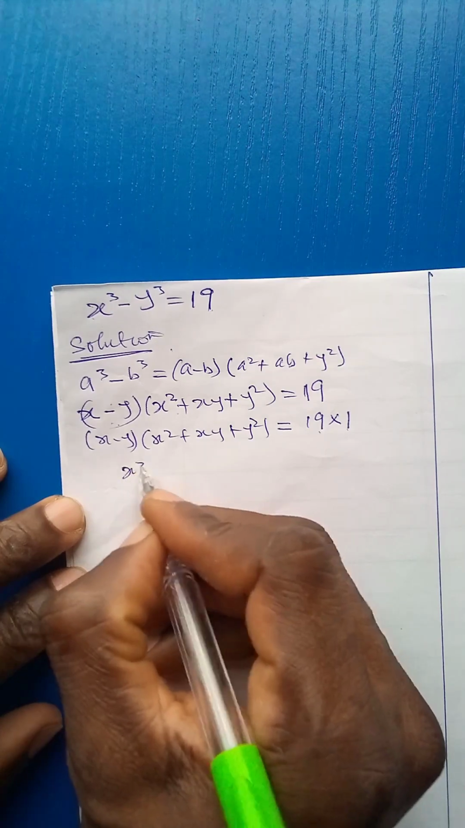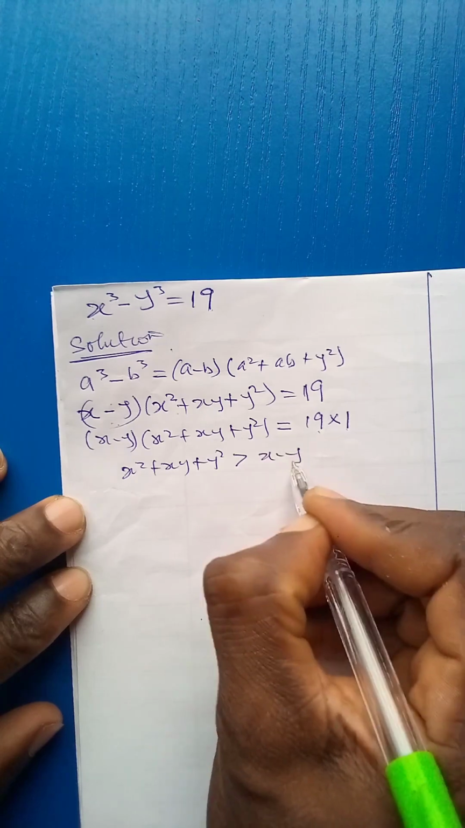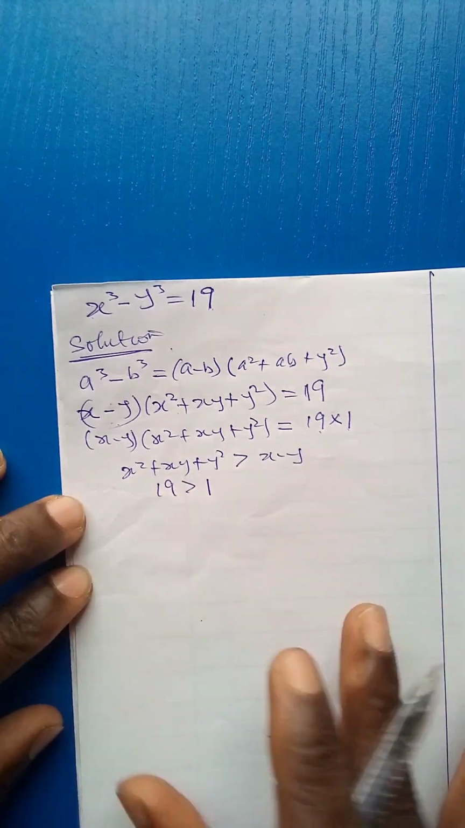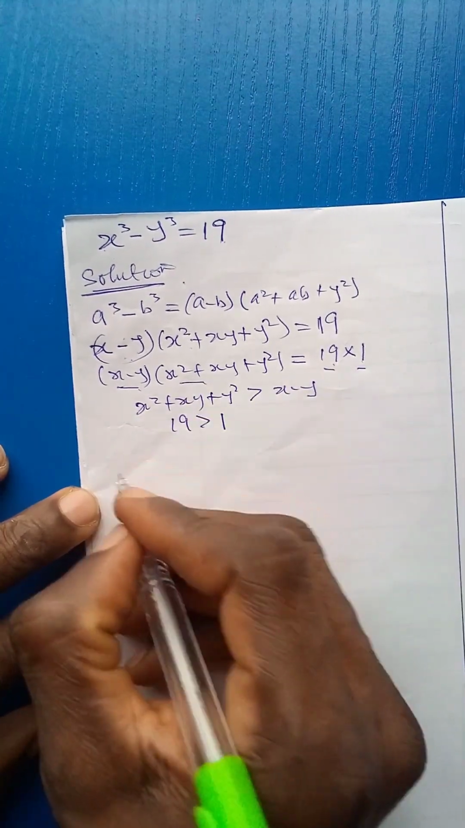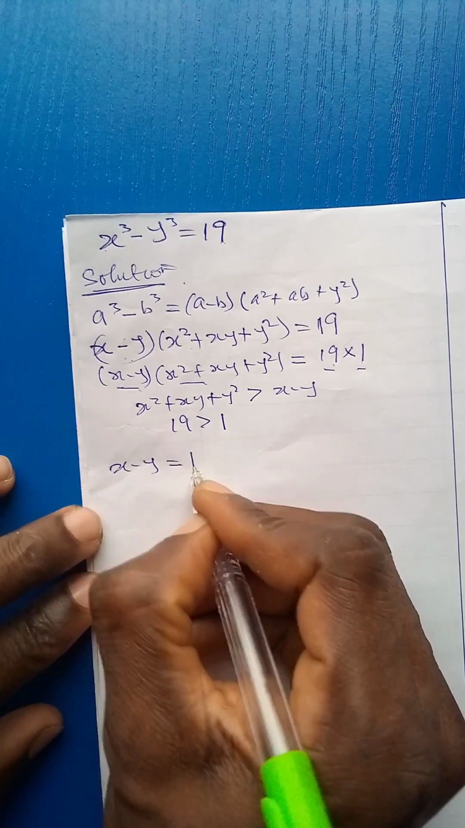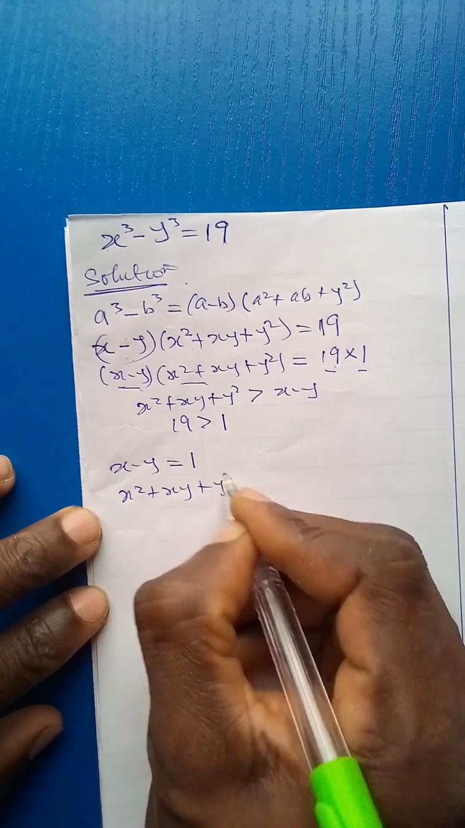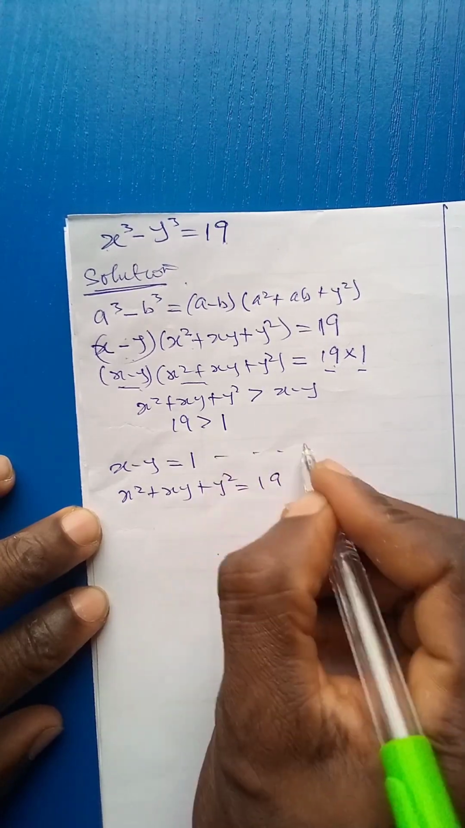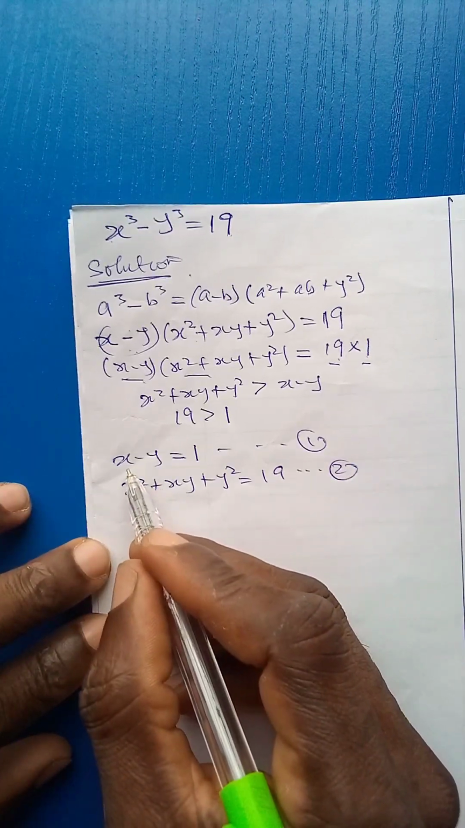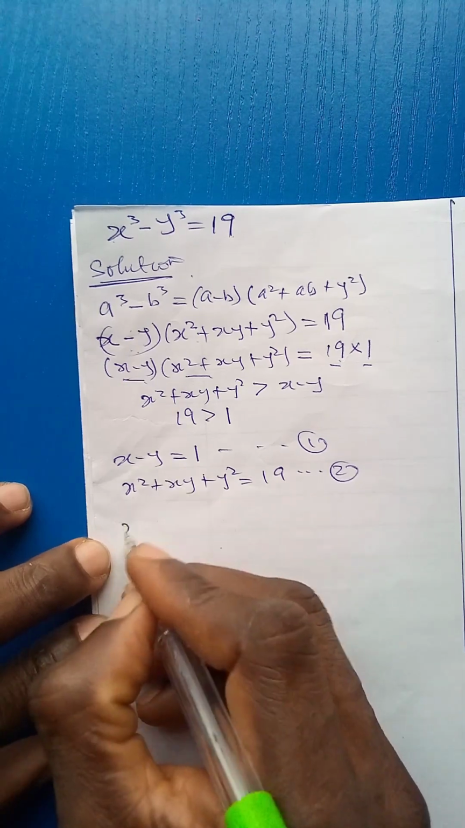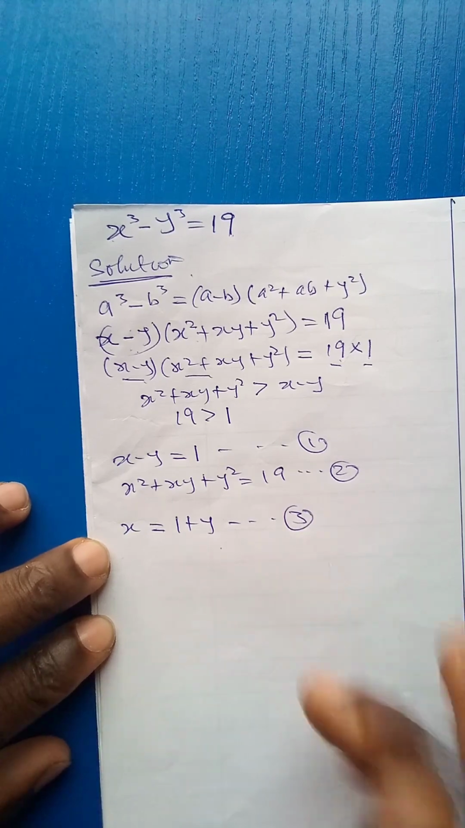Now we know that x squared plus xy plus y squared is greater than x minus y, as 19 is greater than 1. So I'll equate these to 1 and these to 19. So it becomes x minus y equals 1, and then x squared plus xy plus y squared is equal to 19. Let's call this equation 1 and let's call this equation 2. Let us make x the subject of equation 1. So I have x is equal to 1 plus y. Let's call this equation 3 because we'll need it later.